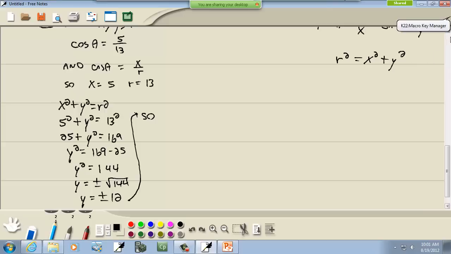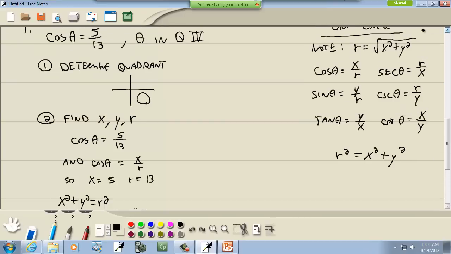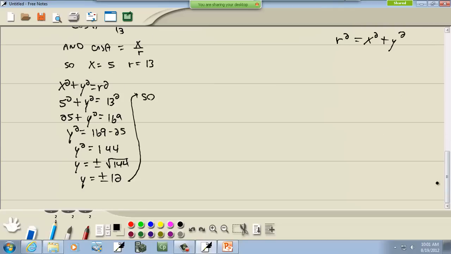Well, we can't have both. It's either positive or negative. That's why we determined the quadrant up here in step 1. It's down here. Think what your y values are in this quadrant. They're negative, aren't they? So y is equal to negative 12.